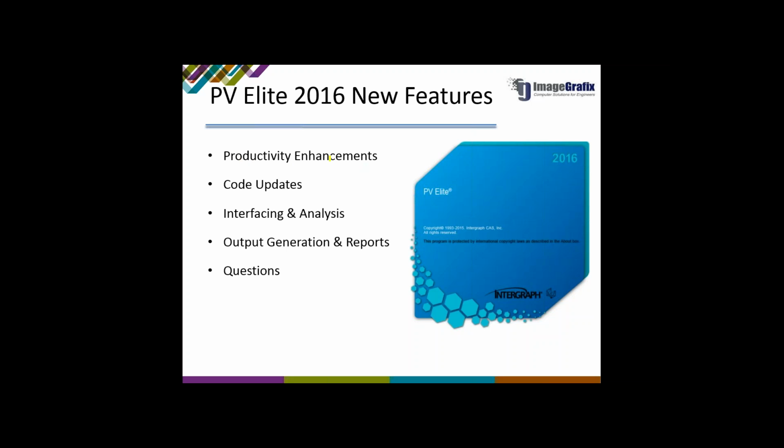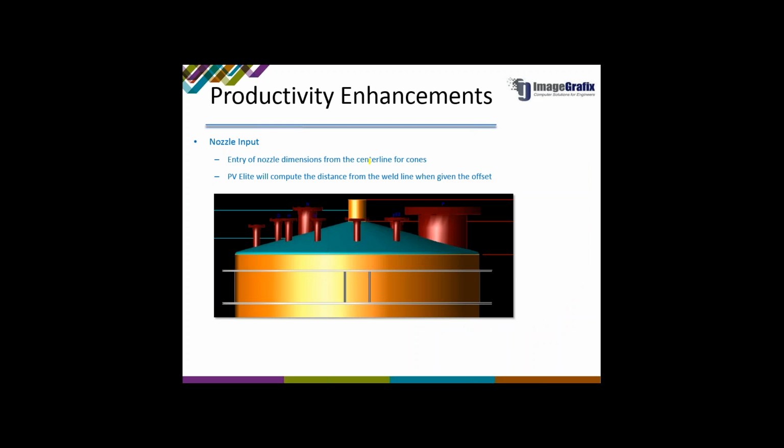So let's discuss the first point, the productivity enhancements. Coming to the first point, that is the nozzle input. Now they have made the entry of nozzle dimensions possible from the center line of the cones. If you are aware, this is mainly for the conical section which is attached to the shell. Most of the time the customer gives the dimension from the center line of the cone. So if you know the center line distance, you can directly give all the values and prompt it. PVLite will compute the distance from the weld line if you give the offset. This will help you a lot.